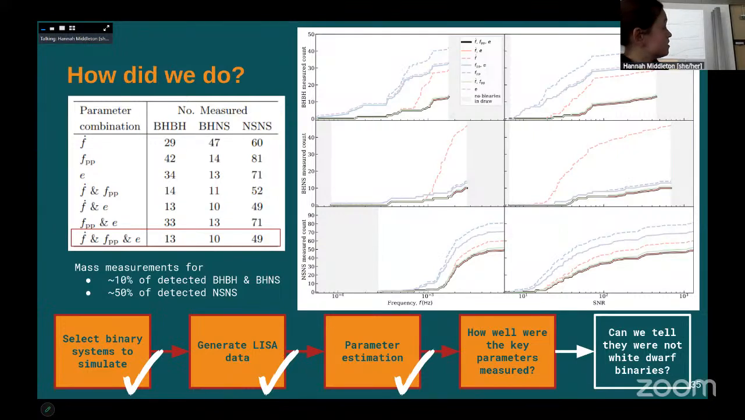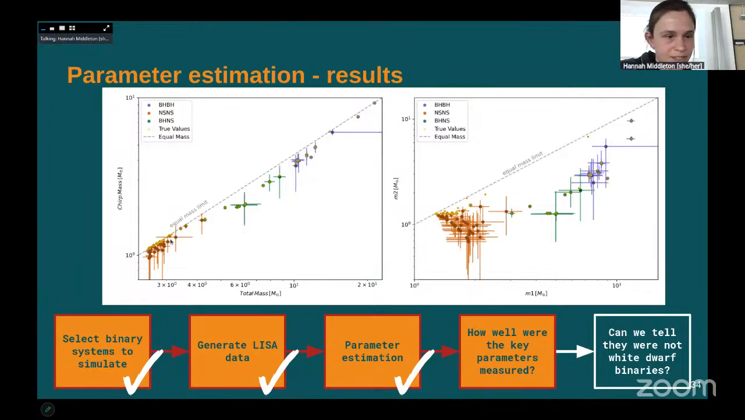And what you see here is the count of the measured systems. So maybe if I go back here, this is showing the ones that were measured. So you see that we do indeed have a lot more of the neutron star binary systems than we do of the others, and that we do less well with the black hole binaries.